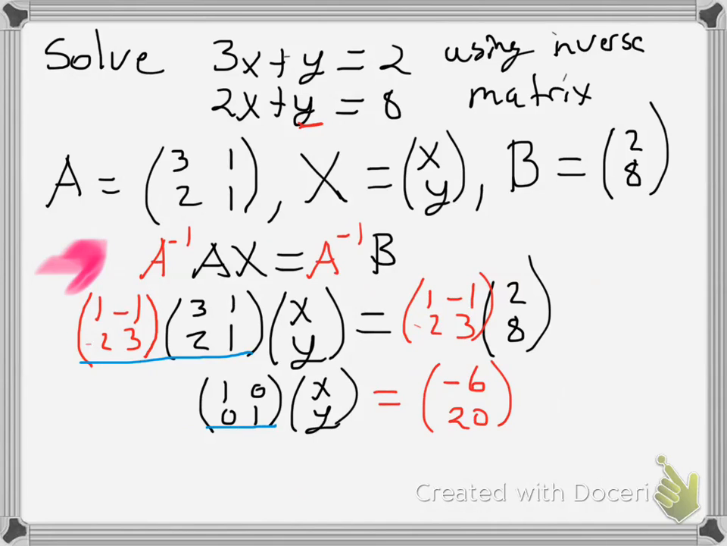Then we go for the first row times the only column. We have 1 times 2, and then negative 1 times 8. So you have 2 minus 8, which is negative 6. And then negative 2 times 2, which is negative 4. 3 times 8 is 24. And so you'd have negative 4 plus 24, which is 20. When I multiply that identity matrix, 1, 0, 0, 1, times the x, y, we'll be left with just the x, y. And that'll be equal to negative 6 and 20.